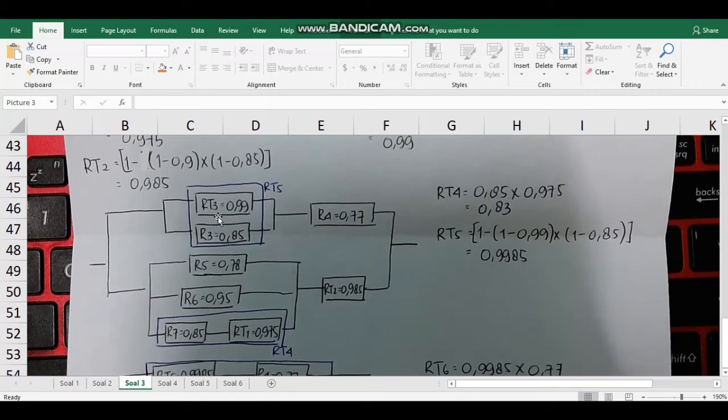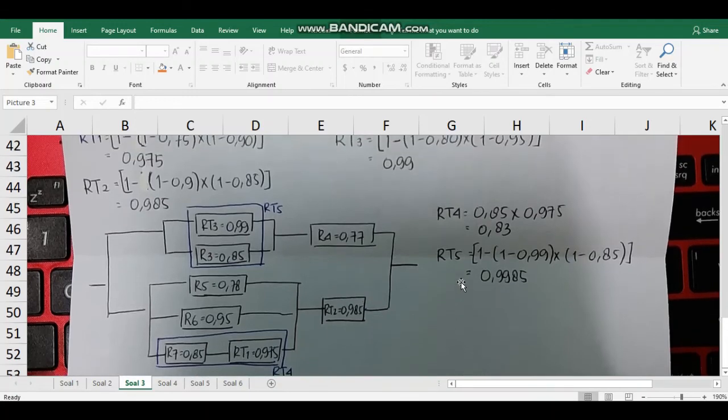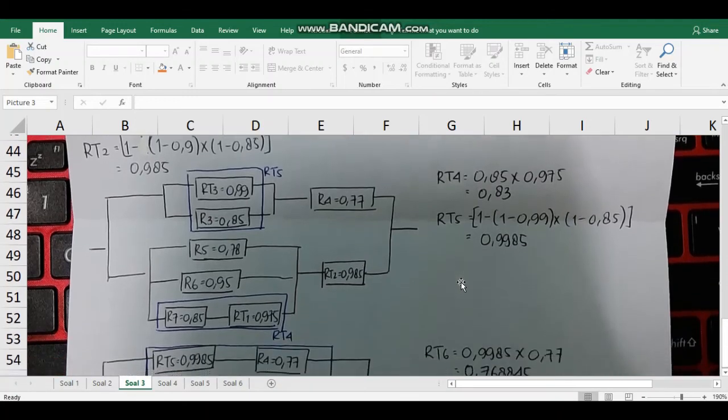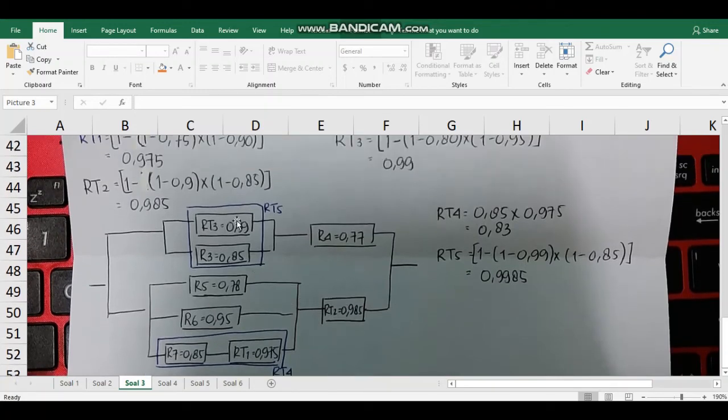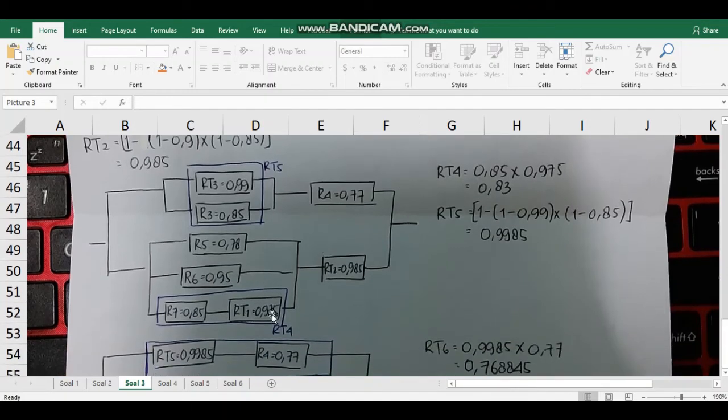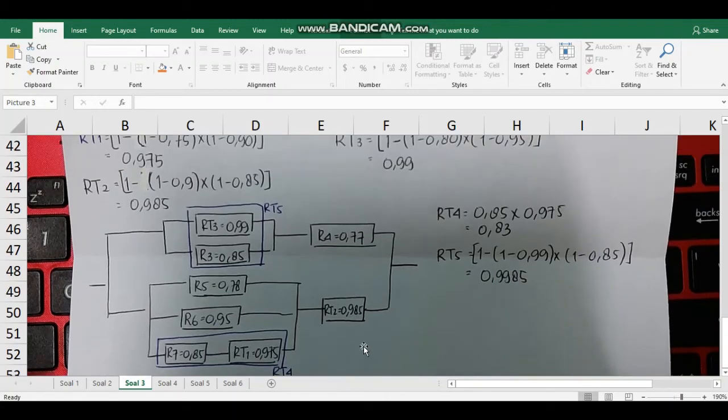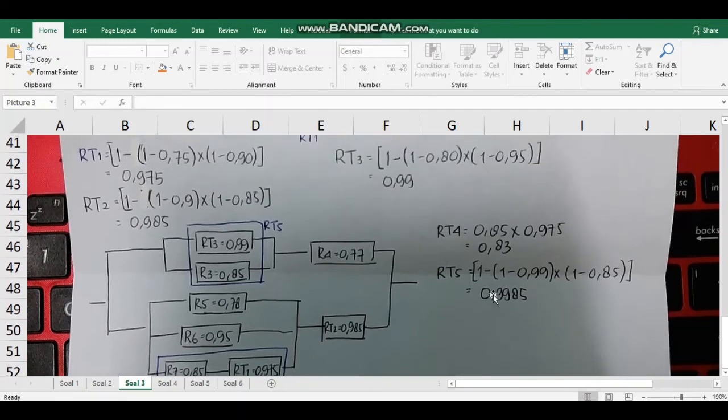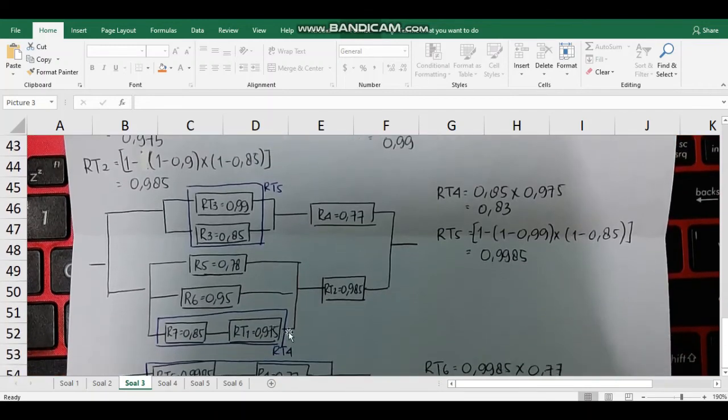Okay, it's the R3 that we counted above. It's the RT1, and this is the RT2 after we combine the parallel form. And now we still have to work on this form because it's still in a parallel form. So we have to combine them and find the reliability for these two using this formula. And because this one is in a series form, we simply multiply both of them. And I named it RT4 for this series, and the parallel is RT5.